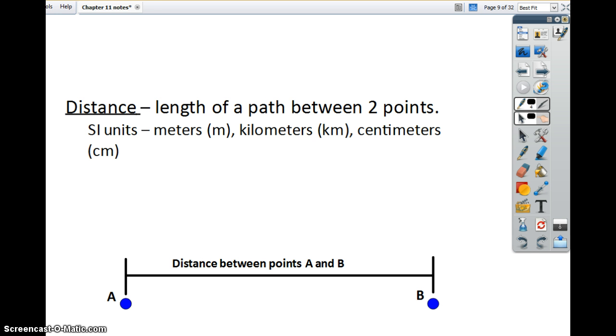Distance. Distance is the length of a path between 2 points. The SI units are m or meters, kilometers, or centimeters. We'll mostly work with meters in our class or maybe centimeters.